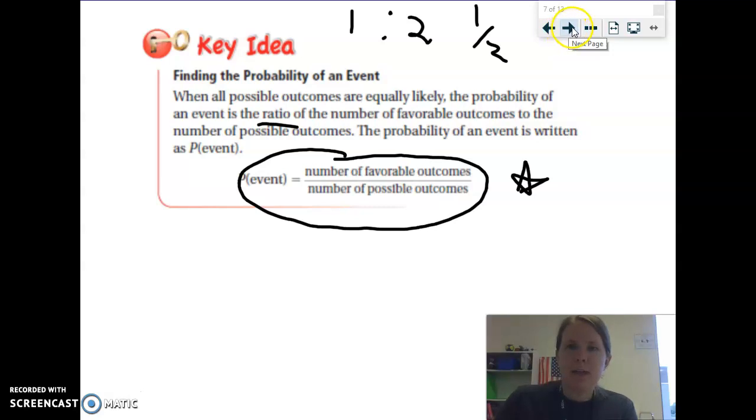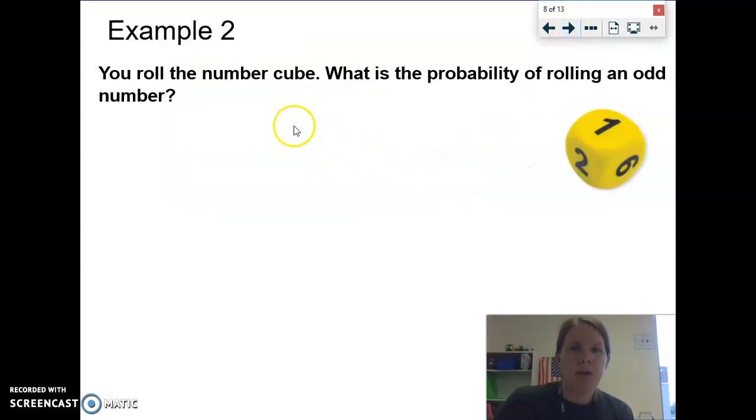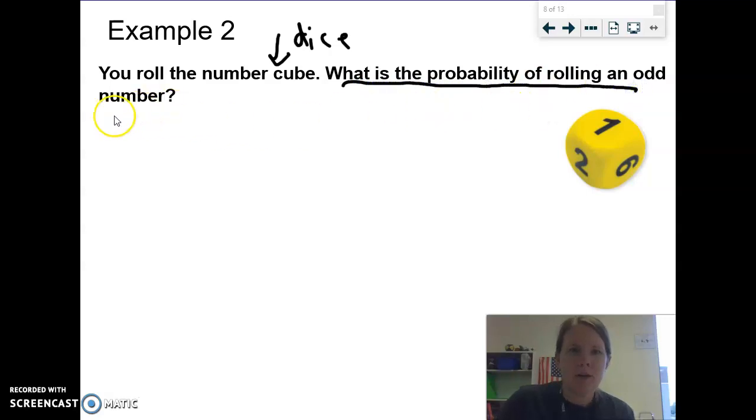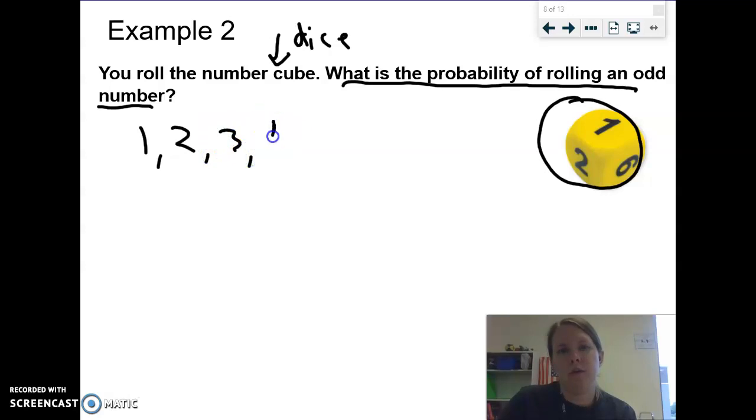Okay, so let's go ahead and look at an example. All right, so this one says you roll a number cube. Okay, a number cube. This is a die or a dice. What is the probability of rolling an odd number? Well, if you have a traditional number cube or a dice, you know that we have numbers 1 through 6. So 1, 2, 3, 4, 5, 6. So what they want to know is what is the probability of rolling an odd number.